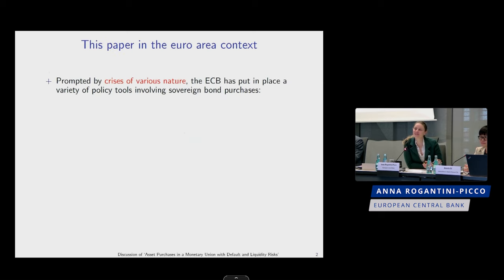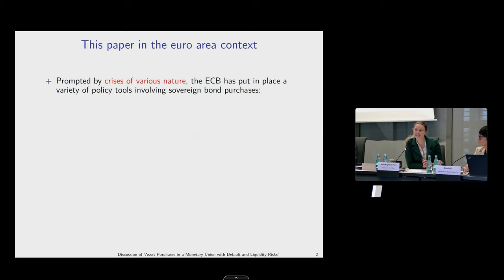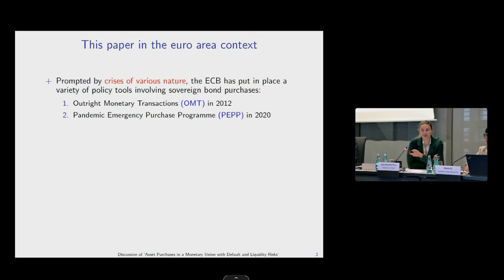So let me start by putting the paper into the euro area context. Prompted by crises of various nature, the ECB has put in place a variety of policy tools involving sovereign bond purchases. In 2012, at the peak of the sovereign debt crisis, it announced the Outright Monetary Transactions. In 2020, to address the pandemic emergency, the Pandemic Emergency Purchase Programme was set up, announced and implemented right away. And just a year ago, in 2022, the Transmission Protection Instrument was announced to address fragmentation risks and help the transmission of monetary policy.